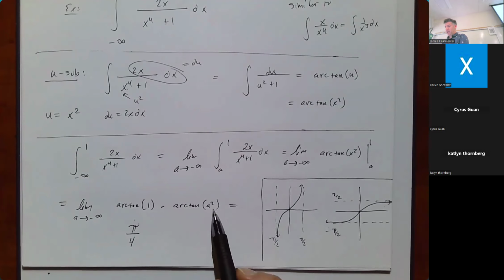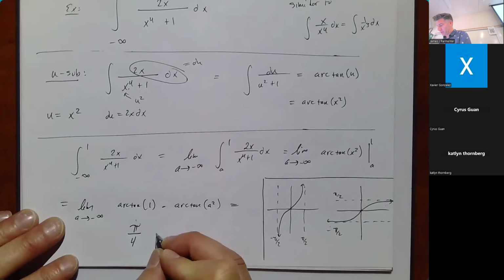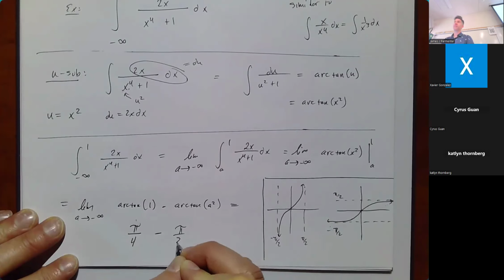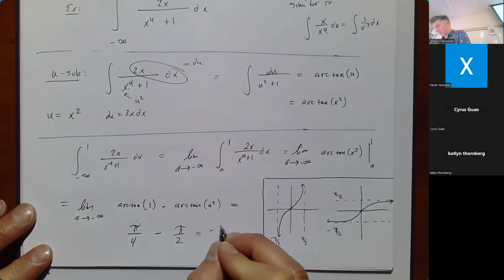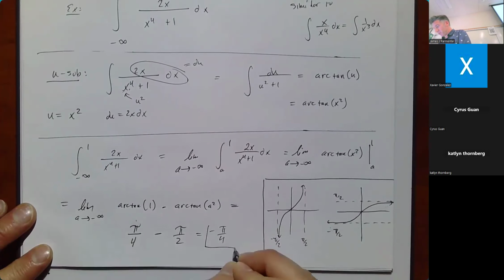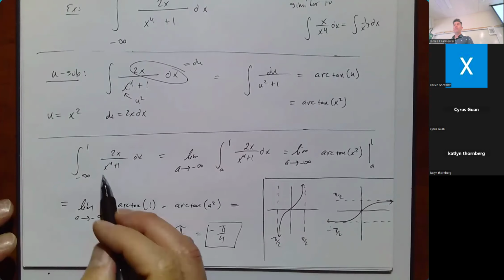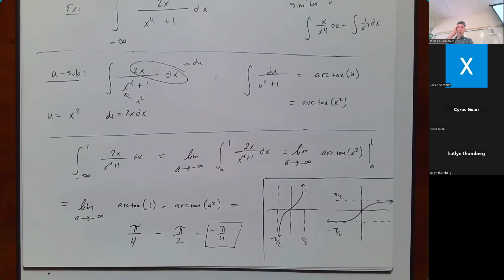In this case, even though a is going to negative infinity, squared is a positive big number, and arctangent of a positive big number is positive pi over 2. And since we're subtracting it, it's subtracting positive pi over 2. And then pi over 4 minus pi over 2 is negative pi over 4. Which, if you graph this function, would be sensible, because the area under the curve is going to be mostly negative.